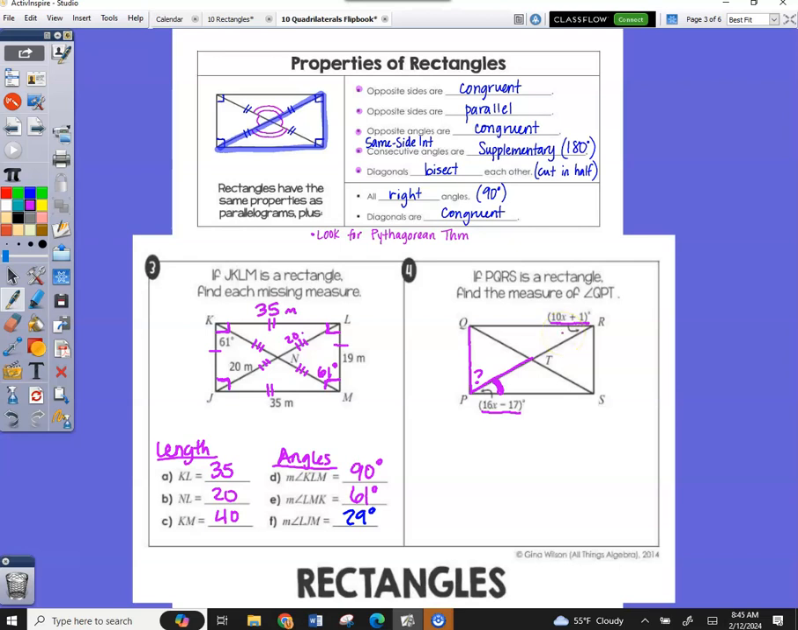What do I know about those angles? Do you remember the vocab word to describe them? Yes. This would be congruent over here. They are alternate interior angles, which are congruent. They're equal. So you're going to set those up to solve for x. So how do I set it up?